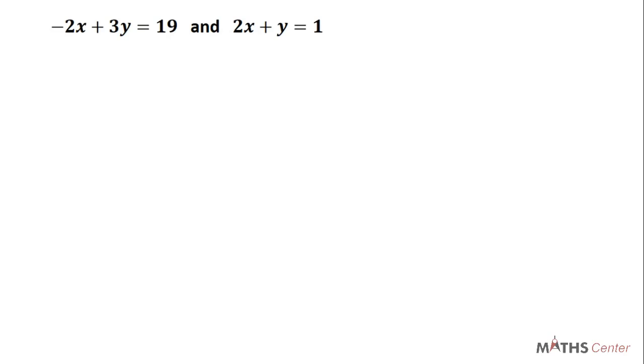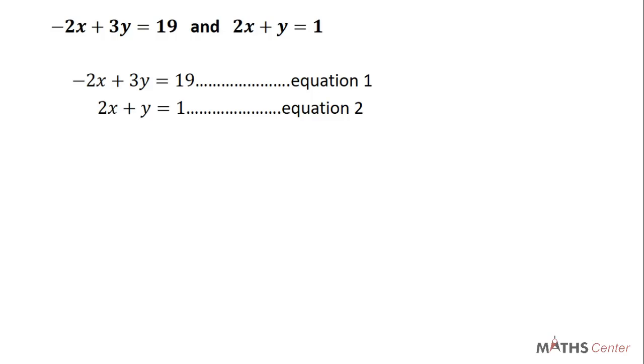We have minus 2x plus 3y is equal to 19 and 2x plus y is equal to 1. So as we did in the previous video, we are going to list our equations in order. Then I'll name the first one as equation 1 and the second one as equation 2. Now we have our equations in order.